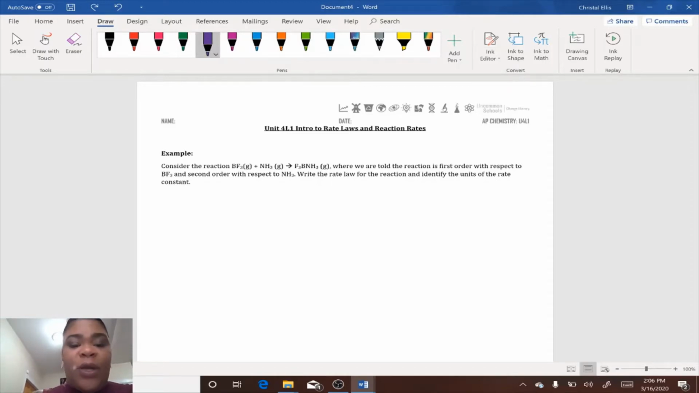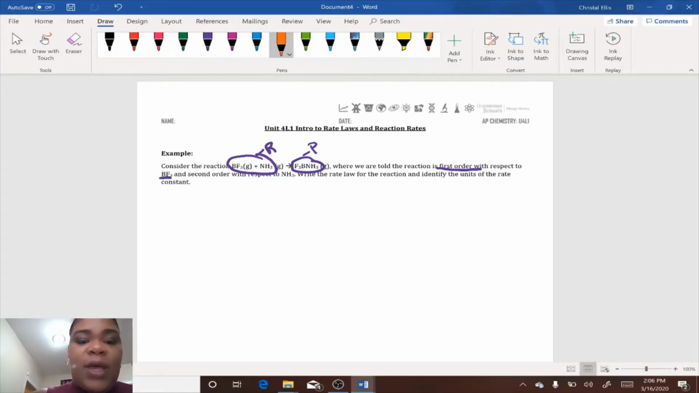Most importantly, we always want to annotate our question. These two here are our reactants. These two here are our products. And we're told that the reaction is first order with respect to BF3. I'm going to go ahead and put first on BF3 and also second order with respect to NH3. I'm going to go ahead and put second on NH3.